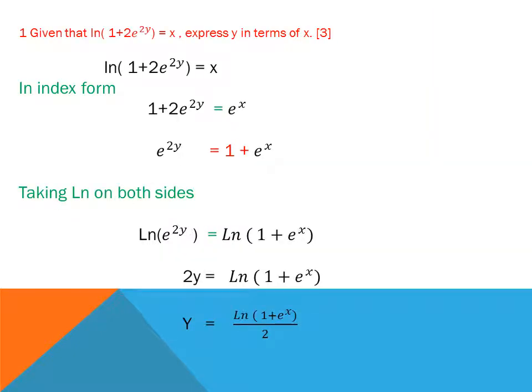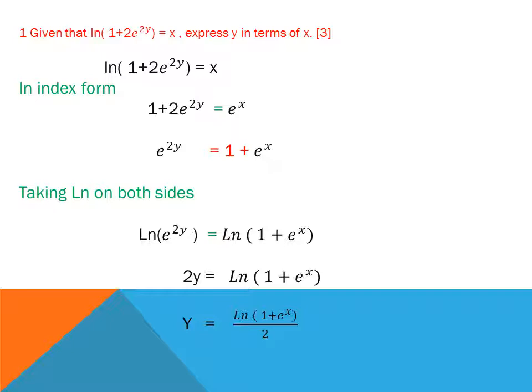Question number 1 is ln of 1 plus 2 e power 2y is equal to x. Express y in terms of x, carry 3 marks. Ln of 1 plus 2 e power 2y is equal to x. The base of ln is always e.